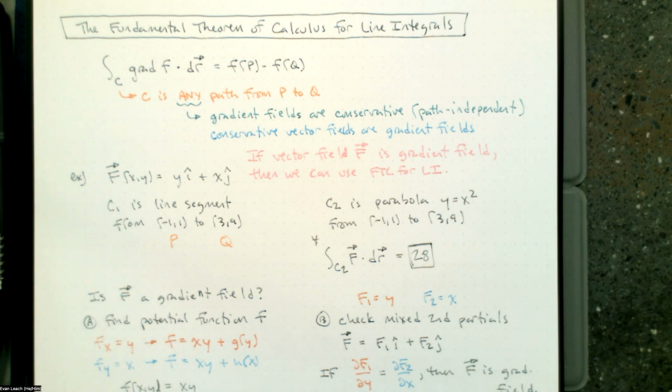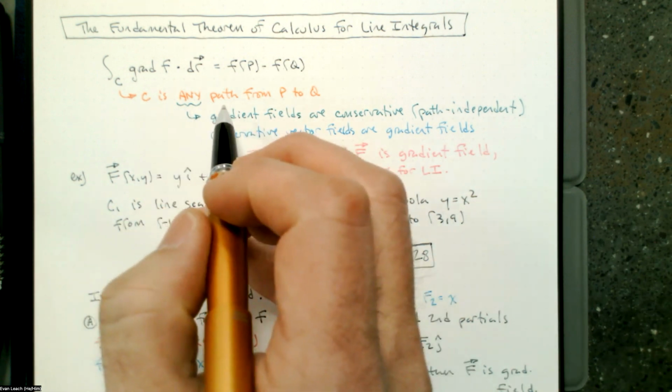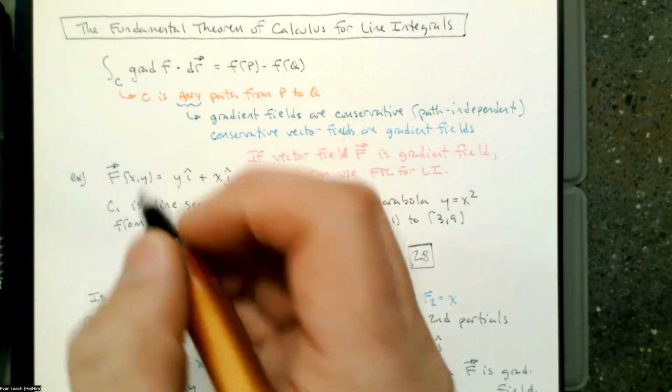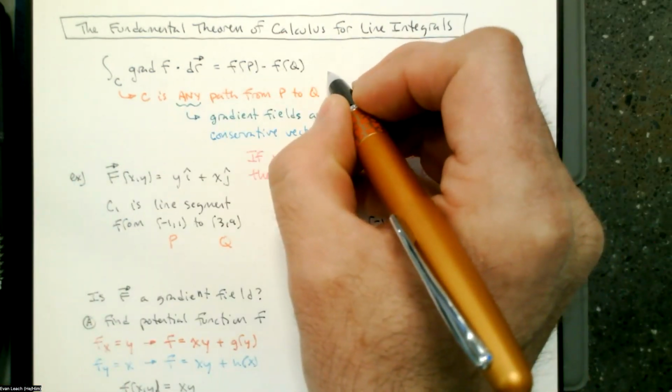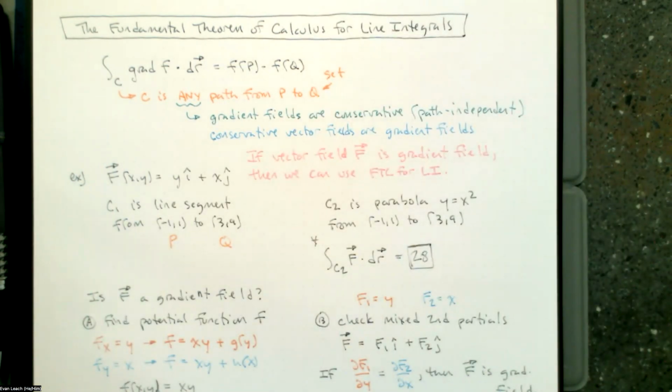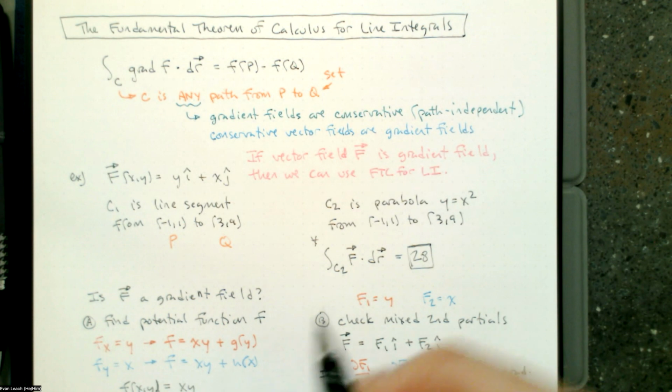So in the fundamental theorem of calculus for line integrals, the set over which we are integrating is any path from point P to point Q, and the boundary of that set. So here's our set. And the boundary of that set is just the endpoints, P and Q.